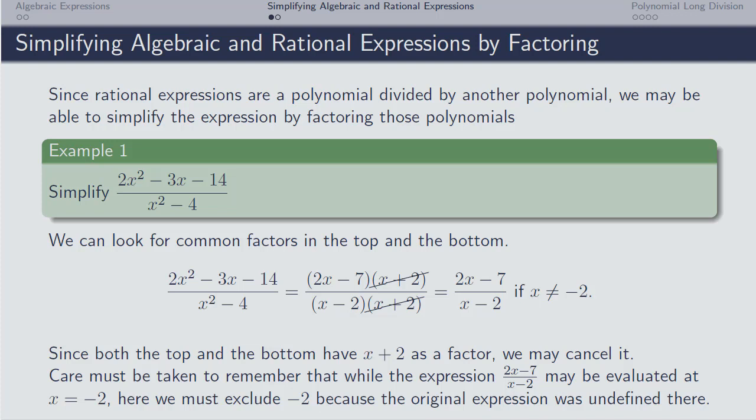Except that this thing is equal to this other thing that I had. So I have to include the statement of x not equal to negative 2. We've got to be careful about that. We can't take the original expression and then suddenly make it equal to something when x is negative 2. We'll come back to this a couple of times during the semester.